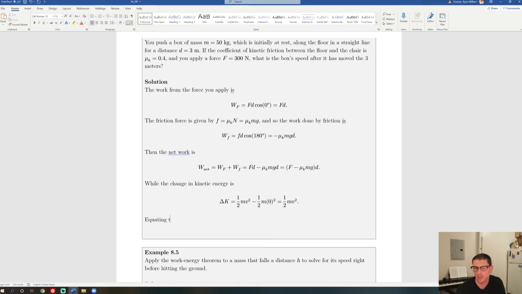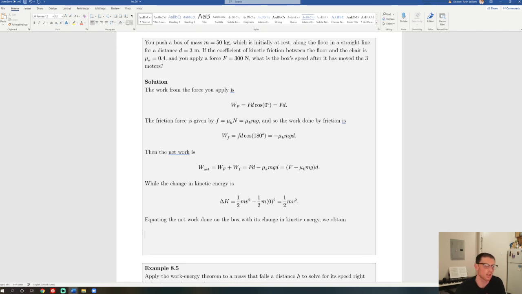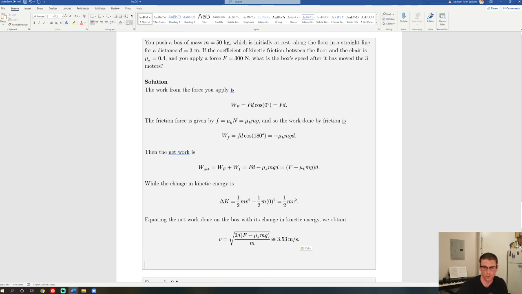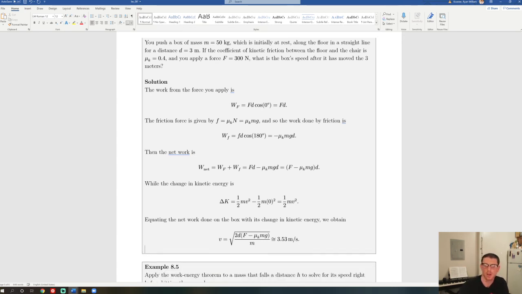Equating the net work done on the box with its change in kinetic energy, we obtain, and I'm going to copy and paste this for the speed, we find that this is what you should find symbolically and numerically. It should be about 3.5 meters per second.